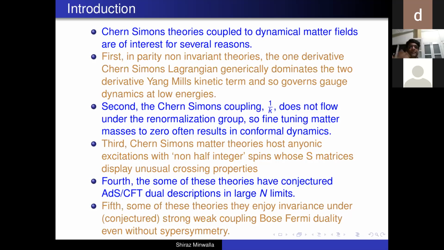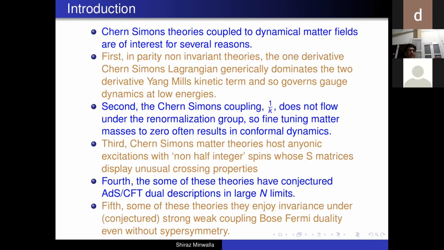Third, Chern-Simons matter theories host anionic excitations, generically with non-half-integer spins. These anionic excitations are different from the bosons or fermions that we are more usually used to. And this difference shows up in many ways. As I said, for instance, the spins of these excitations are not always integer or half integer.